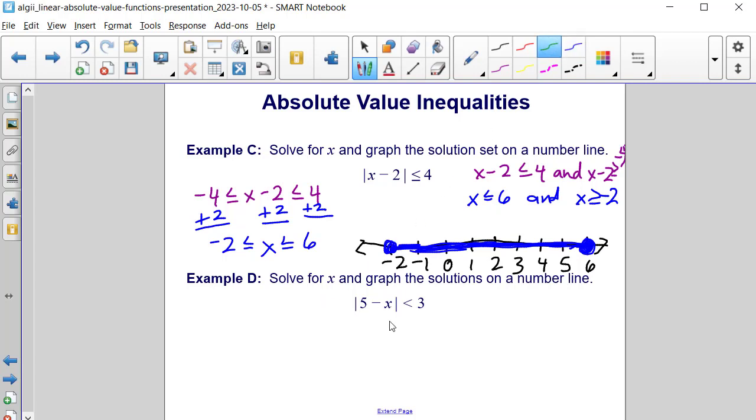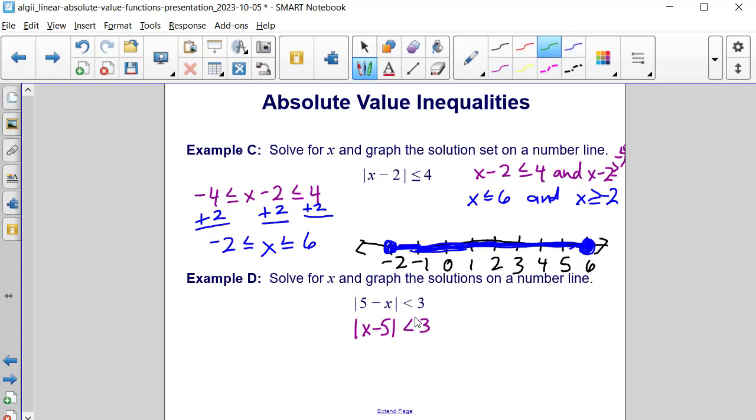Now let's look at example D. So example D, we have the absolute value of the quantity 5 minus x is less than 3. And since we know that one of the properties of absolute value is that you can switch around the order in subtraction and still get the same absolute value, let's actually do that to make the inequality solving a little bit easier. So we now have the absolute value of the quantity x minus 5 is less than 3.